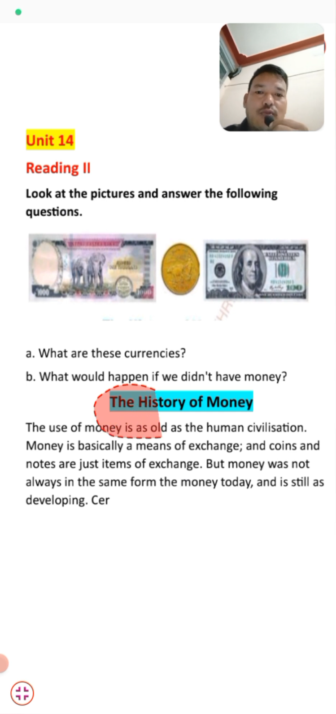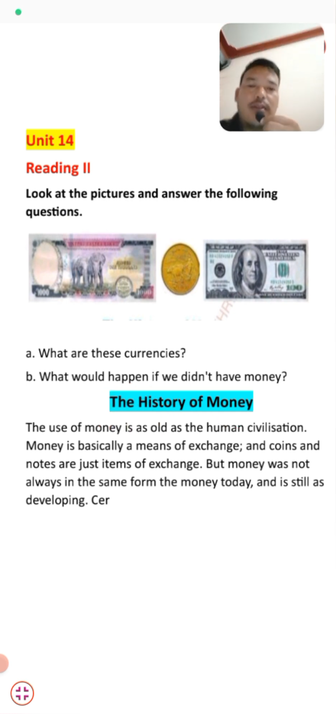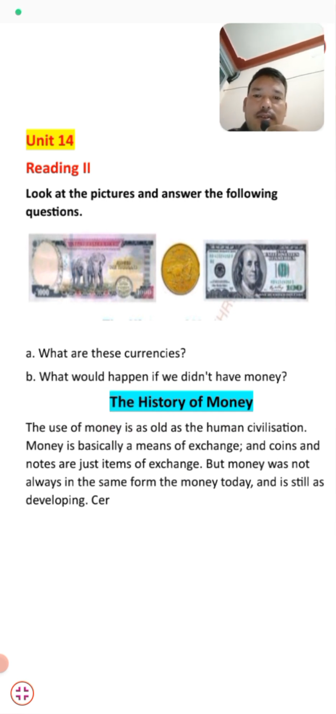Now it's time to move to the text, the history of money. Let's start the text. The use of money is as old as human civilization. Students, in the first line, the history of money is as old as human civilization, meaning the use of money dates back to human civilization. Money is basically a means of exchange, and coins and notes are just items of exchange.